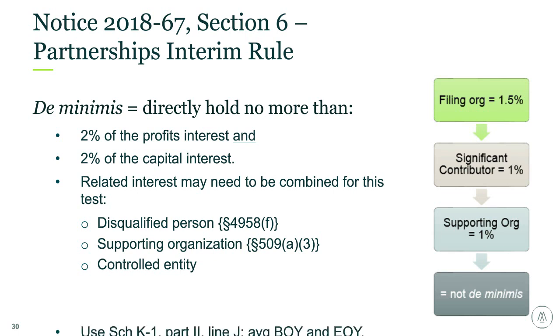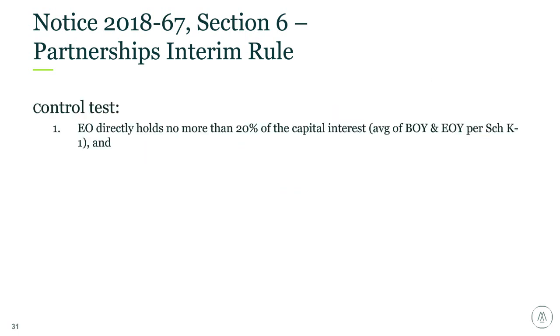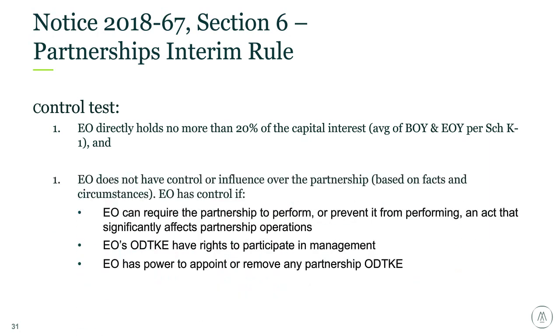So that's the de minimis test. There's also the control test. This is an either or. If you don't have either de minimis interest, nor do you have control, then these would not be considered significant participation activities. So the control test is that the nonprofit holds no more than 20% of the capital interest of the organization, and does not have any other control or interest over the partnership. And that would be based on facts and circumstances.